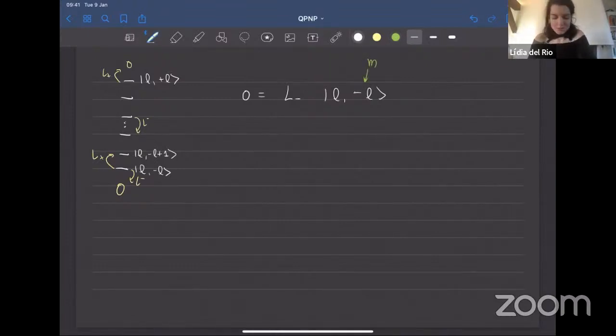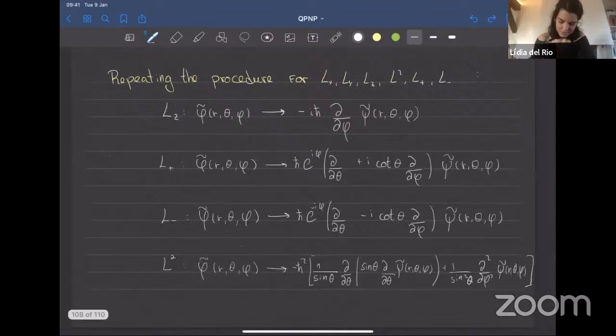Okay. So then we have to replace this L minus. Now we're applying this to the wave function. So it's going to be something applied to the wave function, L minus L of R, theta and phi, right? And now we apply here the whole machinery that we did. So if we go back to look for the expression for L minus, here it is, right?